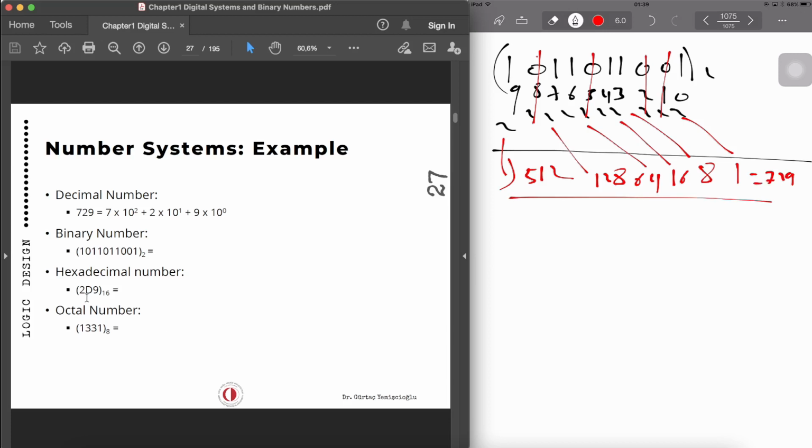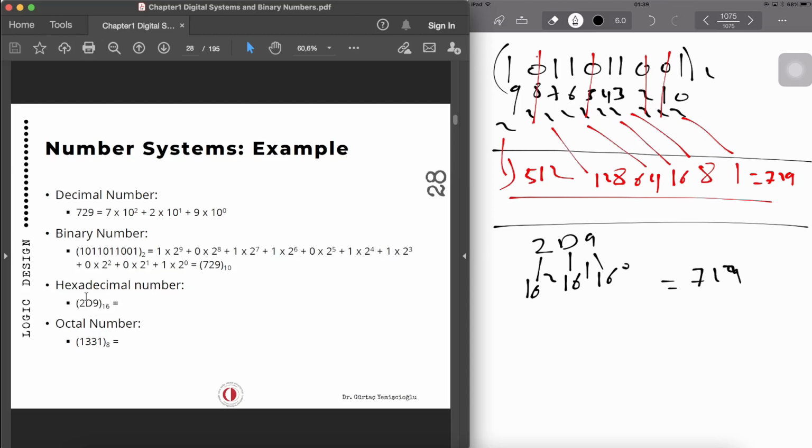Okay? And for hexadecimal, we have 2d9, with 16 to the power 0, 16 to the power 1, and 16 to the power 2. Then you find those out and you add them together. Again, the result is 729. So you can see from each of these that when you convert them to base 10, you are going to get the same number as this one. Even in octal, you will get 729.